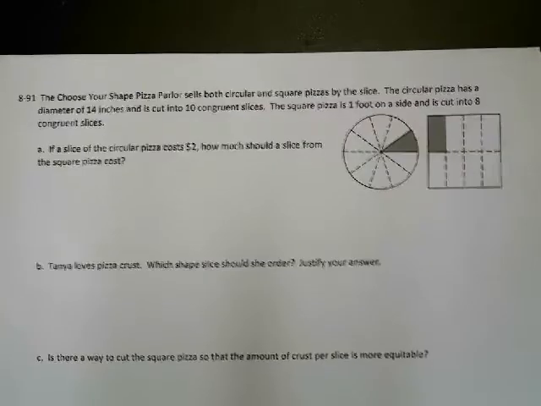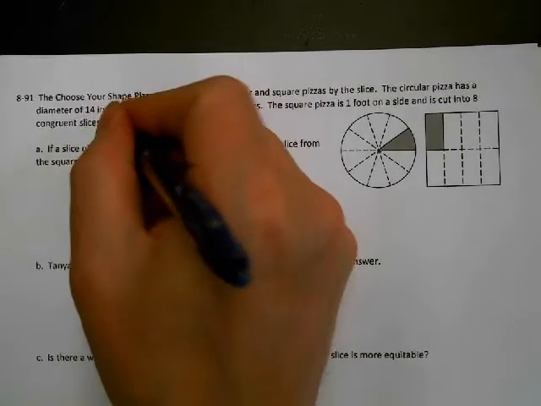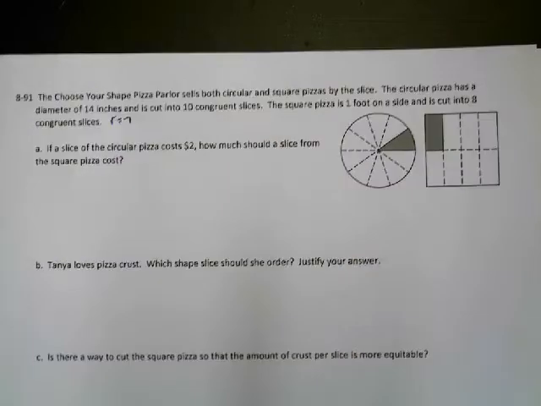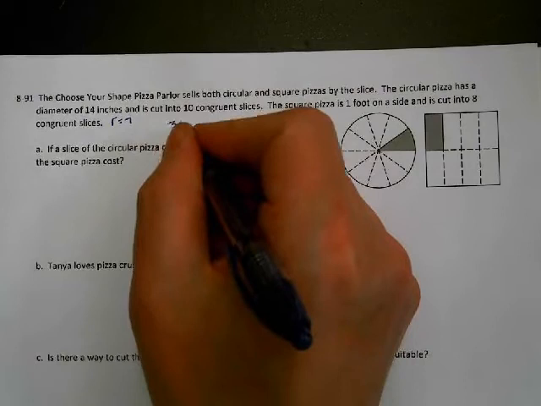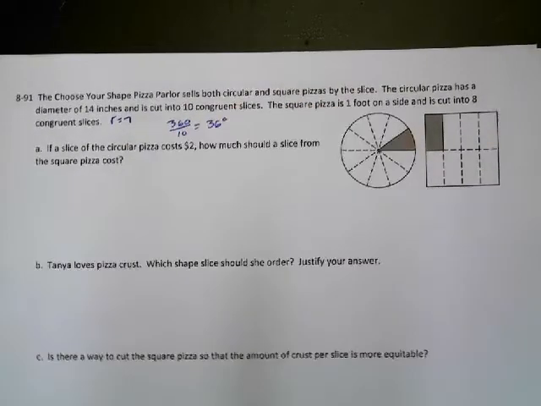Choose Your Shape Pizza Parlor sells both circular and square pizzas by the slice. The circular pizza has a diameter of 14 inches, so that's a radius of 7. And it's cut into 10 congruent slices. So if I did 360 divided by 10, that means each of those slices is 36 degrees. So those are my central angles there.